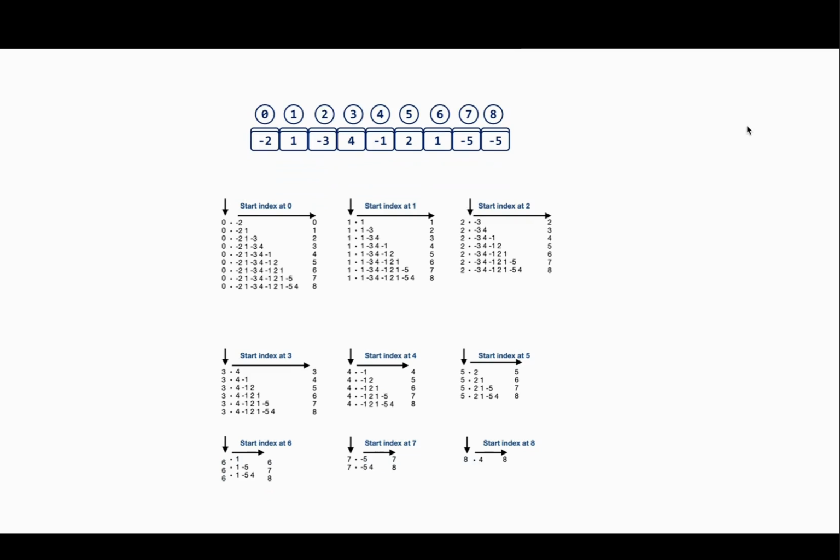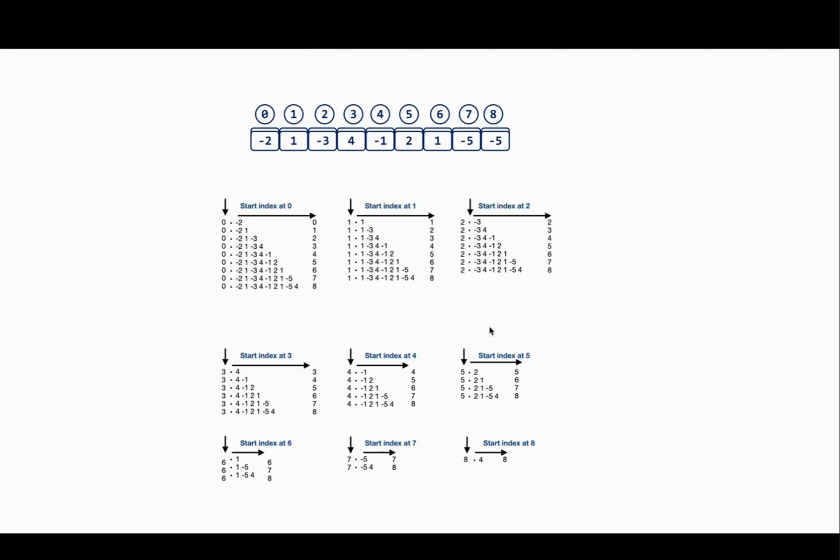If we start with index 0, then -2 is 1 subarray, and again -2 1 is also 1 subarray. Again -2 1 -3 is also 1 subarray. So this way, if you start with index 0, these all are possible subarrays. If you start with index 1, these all are possible subarrays. Like this way, you can see all these subarrays.